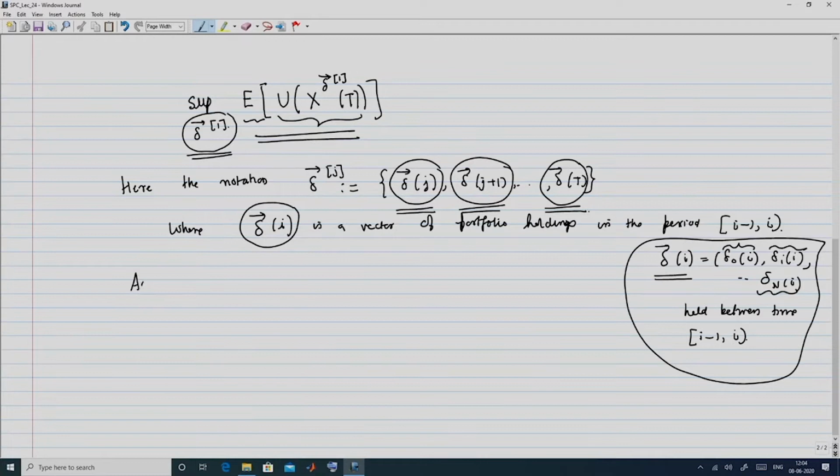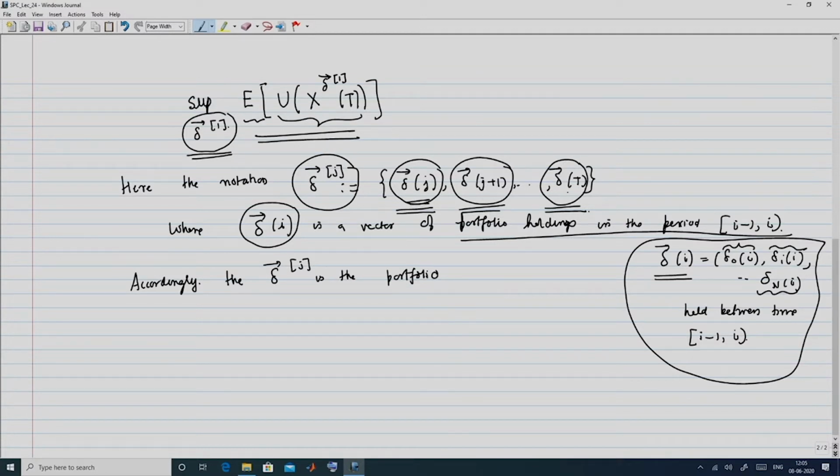Okay, so, once we have this notation of the portfolio holdings in the period i minus 1 to i, accordingly this gives us that this notation of delta superscript square bracket of j is going to be the collection of the portfolio strategies from j all the way to capital T. So, it is the portfolio strategy for the period j minus 1 to T.